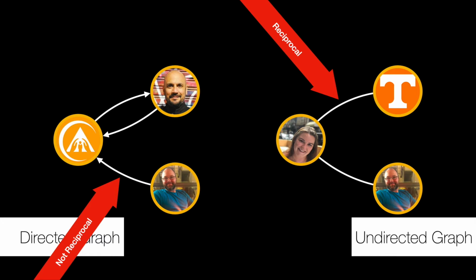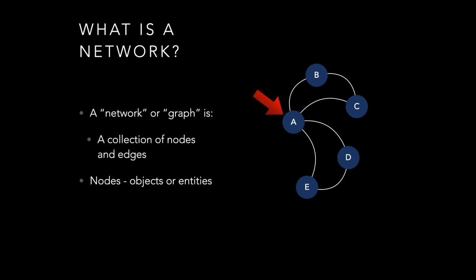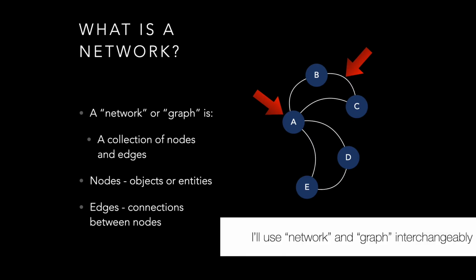So we can formalize this idea of a network by talking about a network as a collection of nodes and edges, where nodes generally represent some kind of object or entity or thing, and edges represent some kind of relationship between these things. When I talk about graphs or networks, I'll use those 2 terms interchangeably.